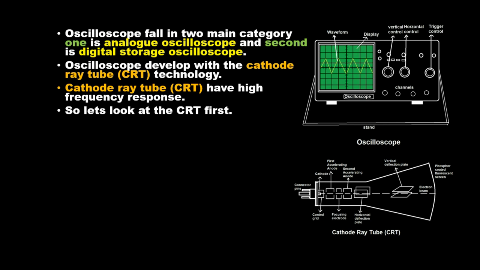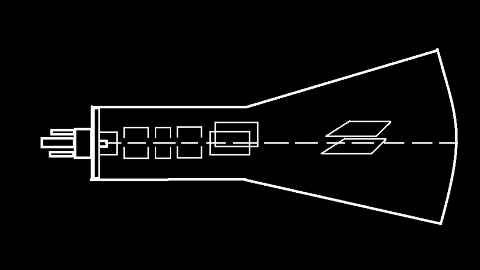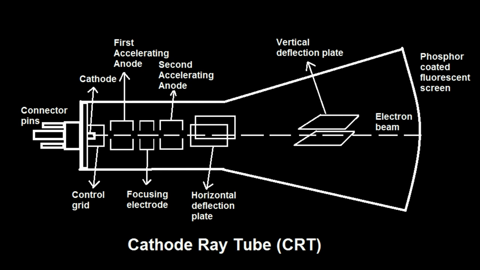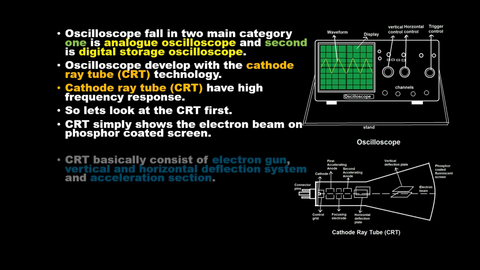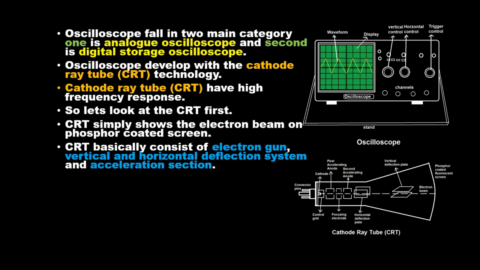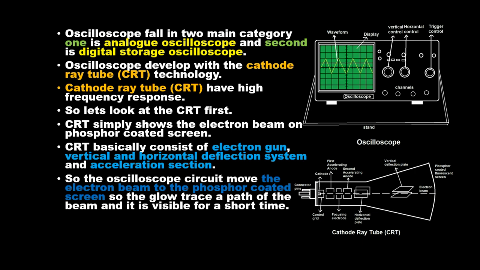So let's look at the CRT first. A CRT simply shows the electron beam on a phosphor-coated screen. A CRT basically consists of an electron gun, vertical and horizontal deflection systems, and an acceleration section. The oscilloscope circuit moves the electron beam over the phosphor-coated screen, so the glow traces the path of the beam and is visible for a short time.